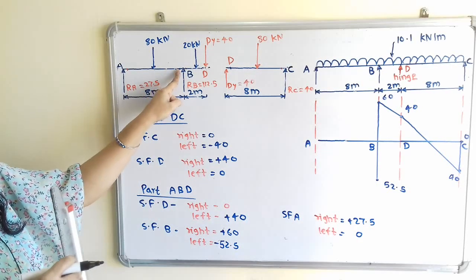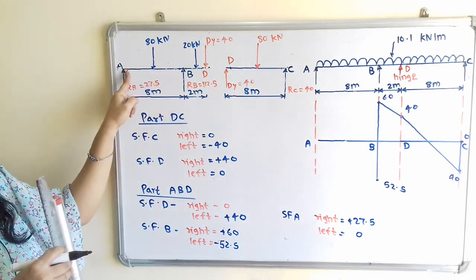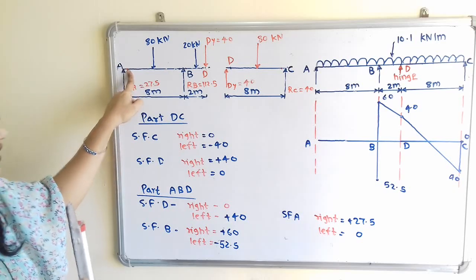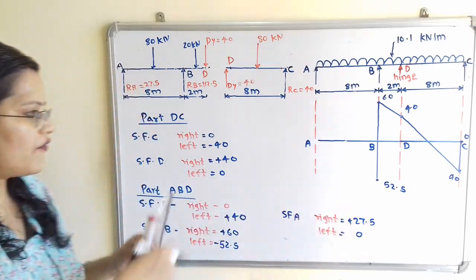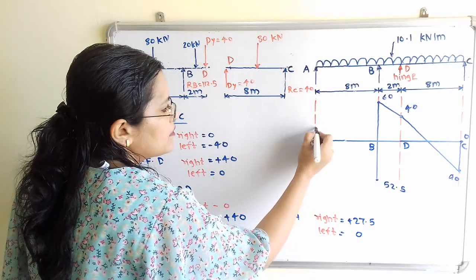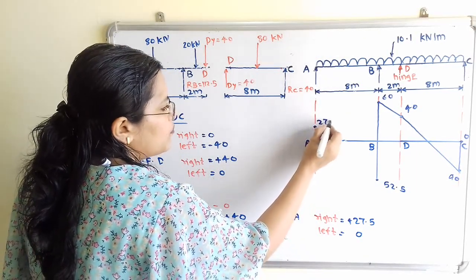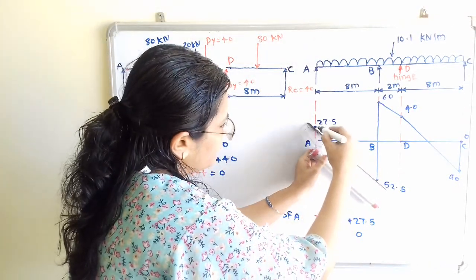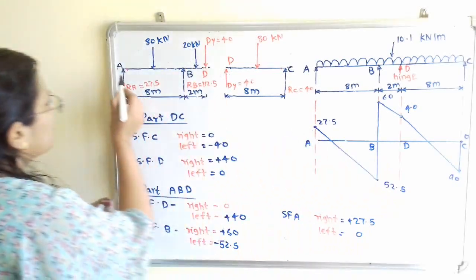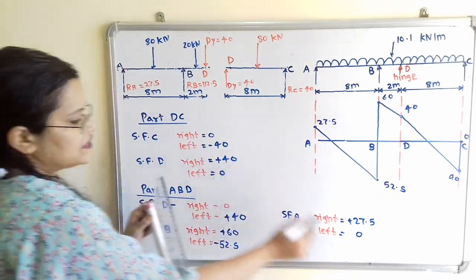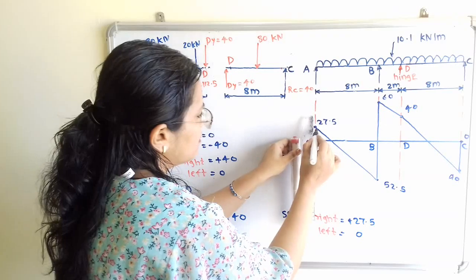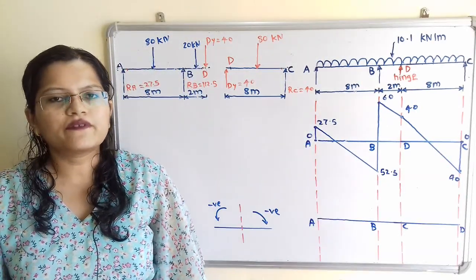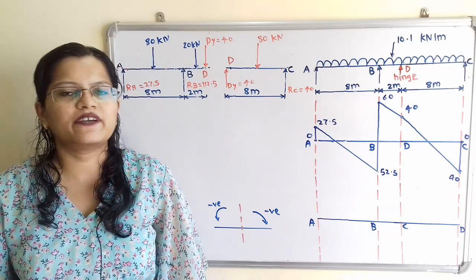Now if we move to the left hand side, then we have to select the point which is on the right hand side of point A. So it is plus 27.5. So we will show here 27.5. So we have to connect these 2 points. And then after that left hand side which is having 0. So we have to select here the value 0. We will mention it. Now we will calculate bending moment at different points.